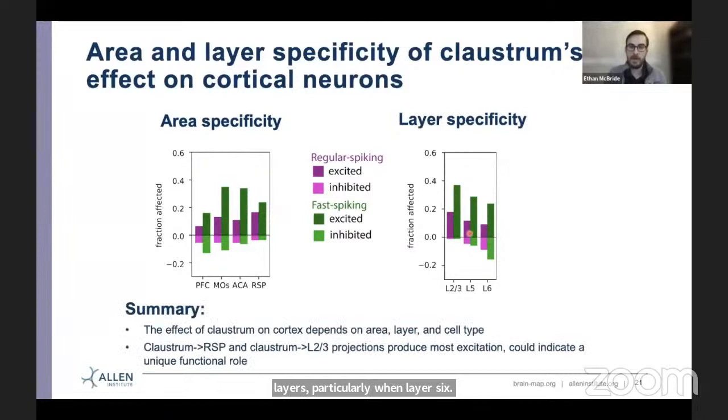This work adds to the growing evidence that the function of claustrum is more heterogeneous than previously thought. Moving forward, it will be important for the field to separately study the claustrum projections to specific cortical areas and layers, because they may very well have different and unique functions.